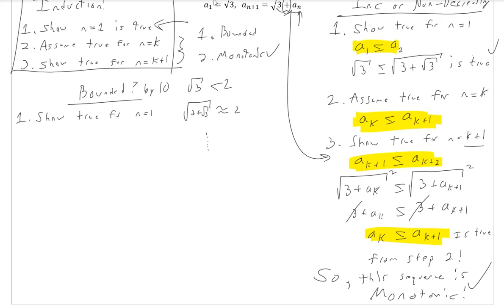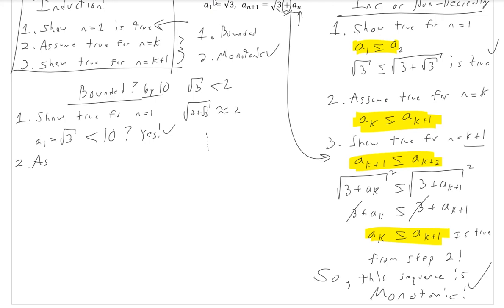So first, let's show that it's bounded by 10. For n equals 1, the first value we have, a sub 1 equals root 3. Is that less than 10? Yes, it is. So it's good. That's all we need for that.